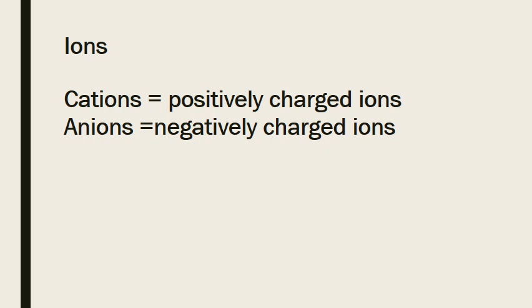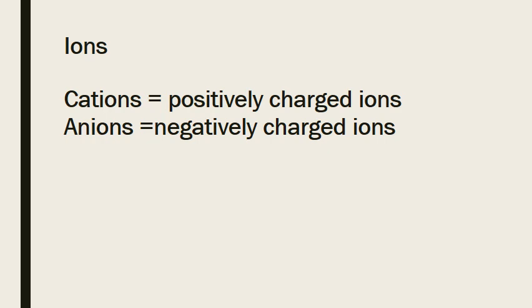And then we looked at ions. So we said ions are formed when an atom loses or gains electrons. So cations are positively charged ions. These are the ones that have lost electrons. That means the positive is more than the negative. Okay, and anions are negatively charged ions.